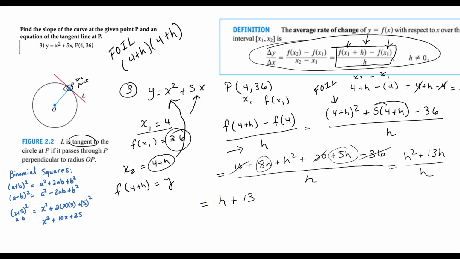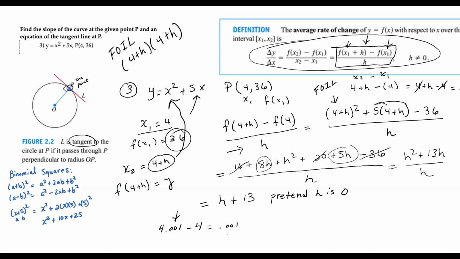All right, well, what is h? H is some value of x units away from x1. But let's pretend h is so small that it's 0. Something really, really close to the number 4. Let's say it's 4.001. What would you tell me the difference between this and 4 is? 0.001. It's something arbitrarily small.